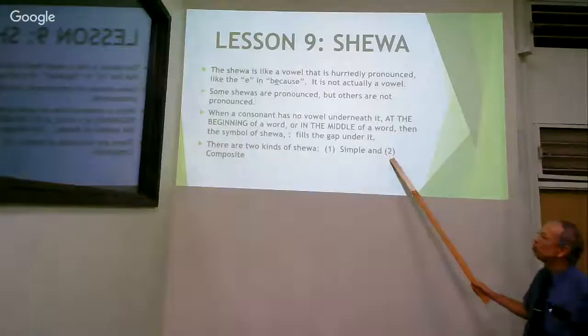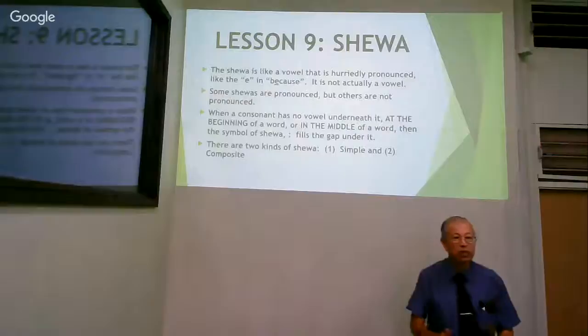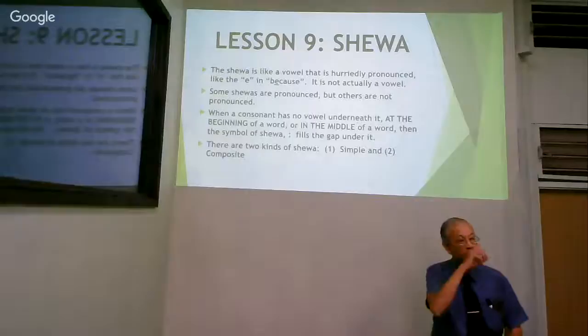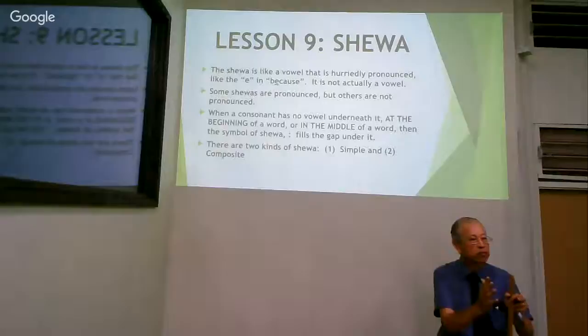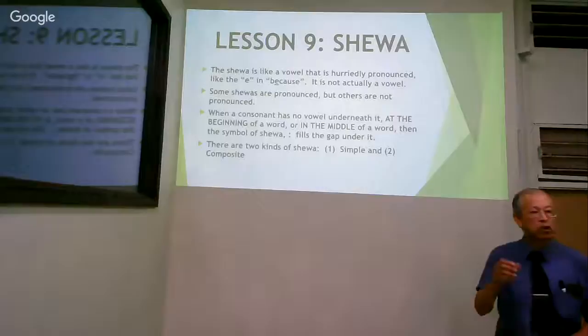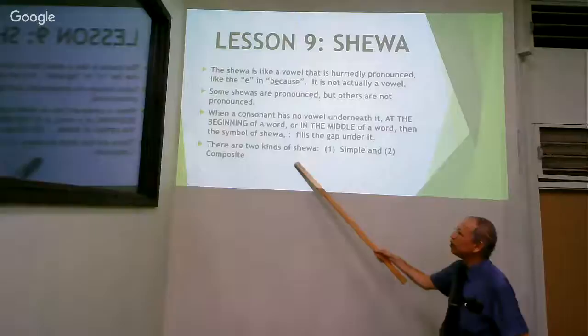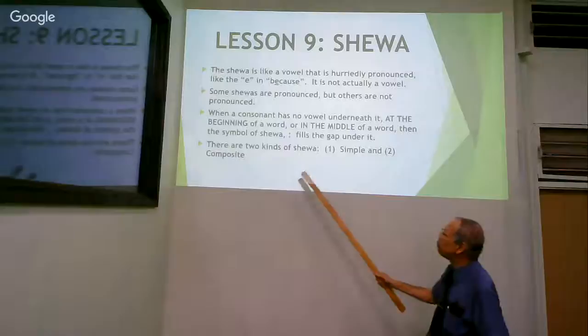Now, composite is related to the word compose. When you compose something, you bring different things together. Like when you're writing a composition, you bring different paragraphs together and you bring different ideas together. Composite also could be said to be compound. So you don't just have a simple Shewa like this, but there is something added to the two dots and you bring it together to form a composite Shewa. You will see that in a few minutes from here.